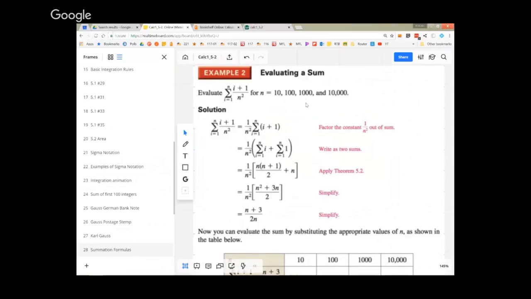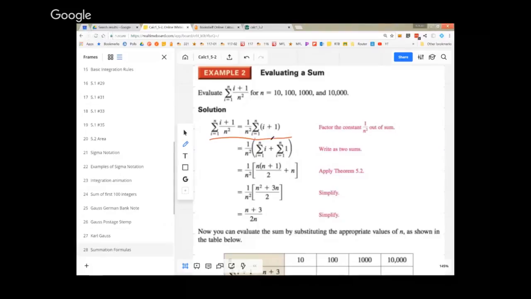Okay, 10, 100, 1,000, and 10,000. All right, so obviously we're not going to add up 10,000 add-ins. That would be an extremely excruciating problem, but by finding the algebraic answer to this, we can simply substitute in 10,000.